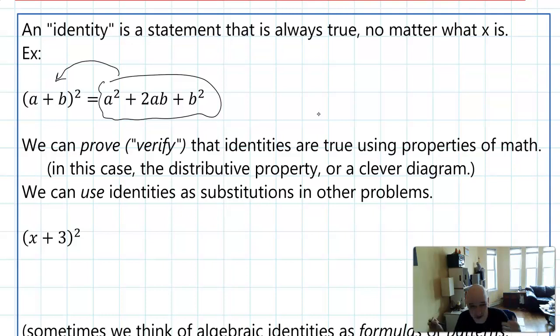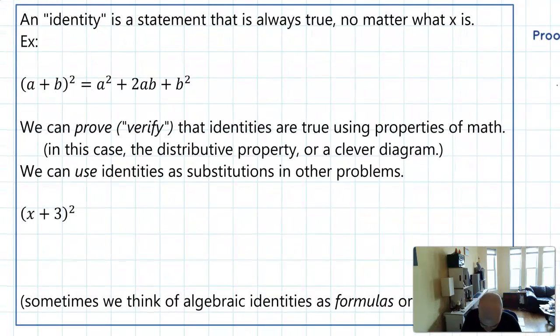But did it matter what a and b were, right? Sometimes it's x, sometimes it's 5, who knows? And that's what an identity is: a structure that holds true for all values. So instead of solving identities, we can prove that they are true. Sometimes that's called verifying them.